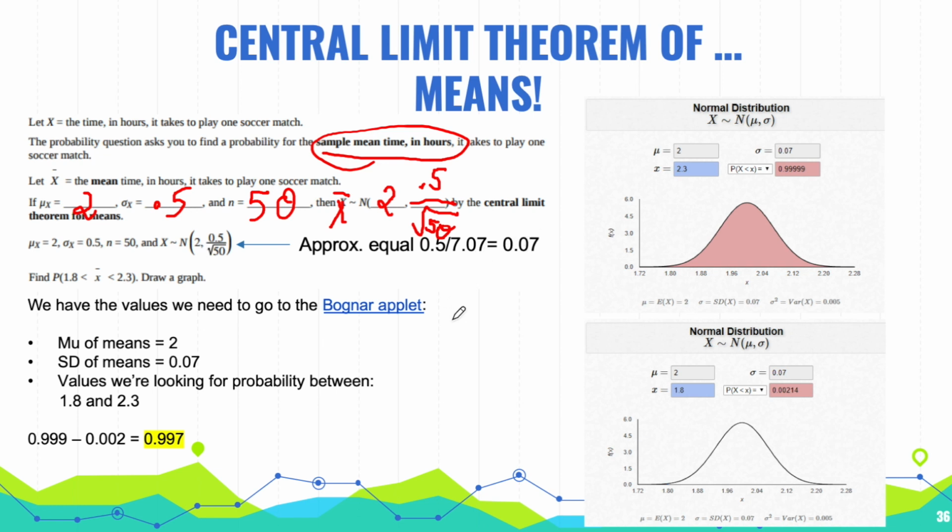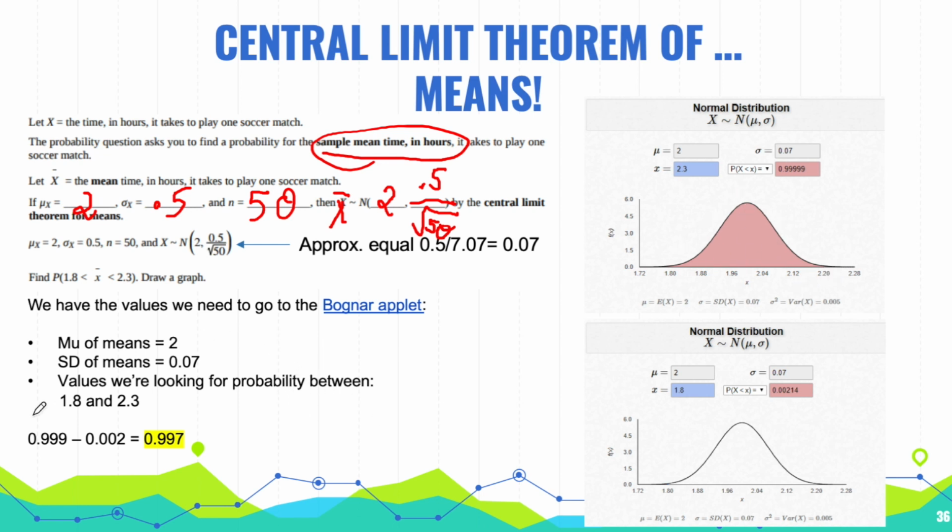So we're going to go to the Bogner applet, and we'll enter our mu of means, which is going to equal our original mu of x. So we enter that here as 2. We enter our standard deviation of means, which is 0.07, and then we're going to have to calculate this twice. The first time we're going to take our largest value, 2.3, and find the probability of being less than 2.3. Being less than 2.3 is 0.9999999, and you can see here's about 2.3, and this is the shaded area underneath the curve to the left of it.